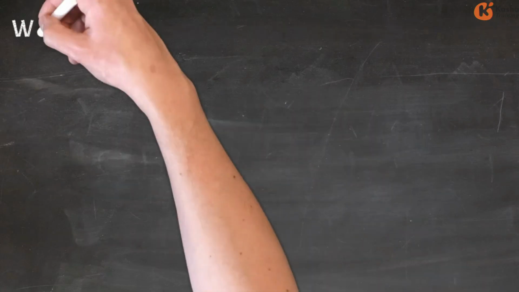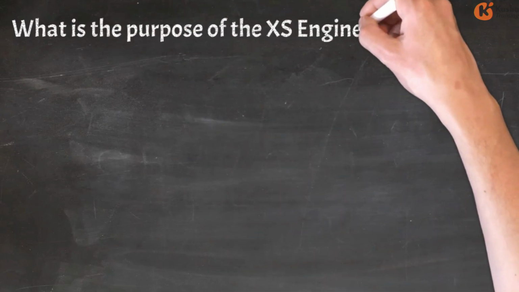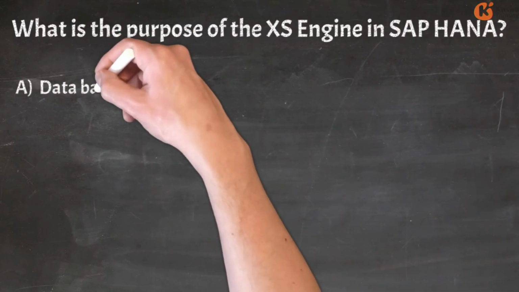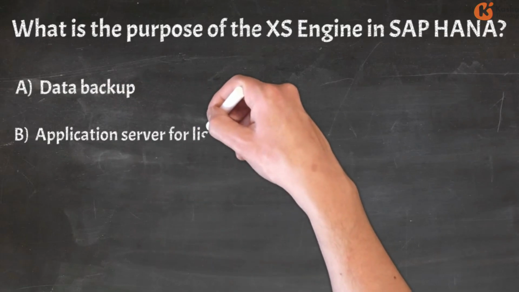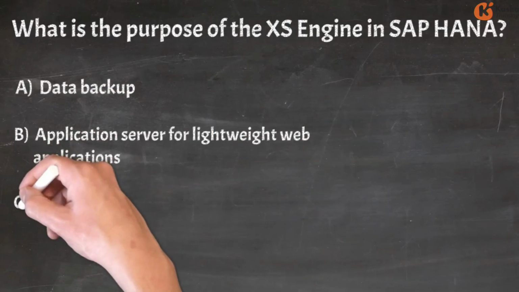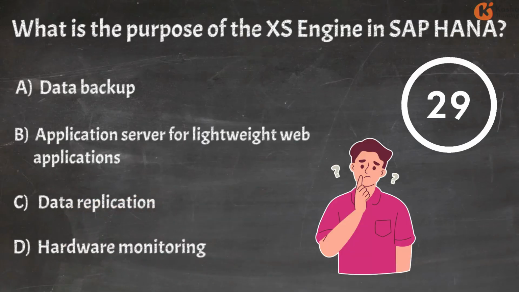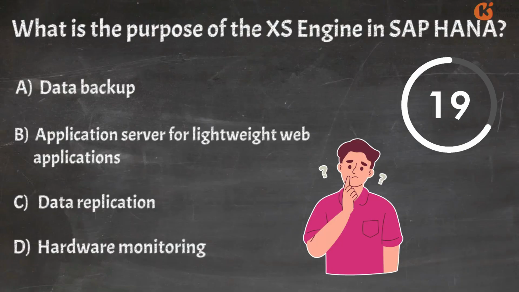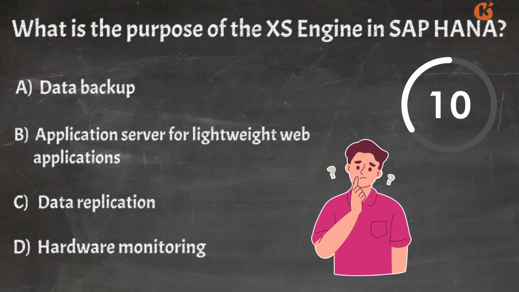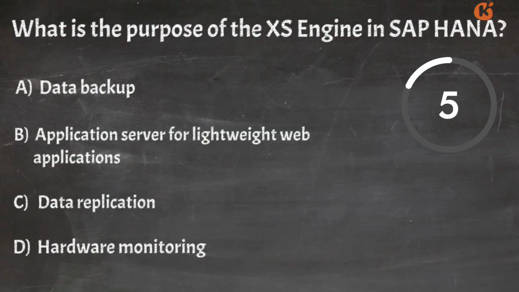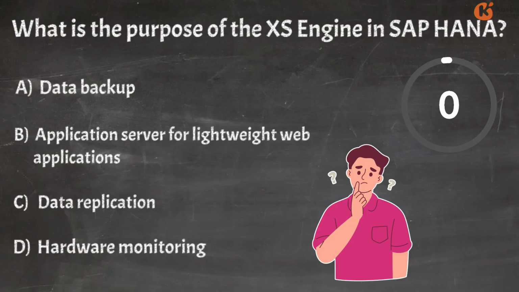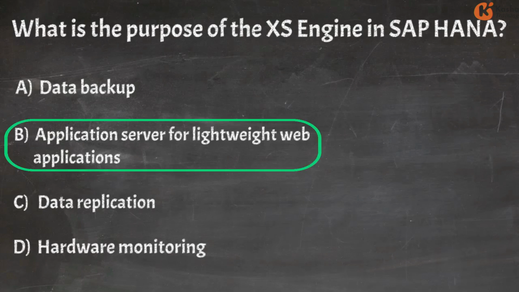Question 7. What is the purpose of the XS engine in SAP HANA? A. Data backup. B. Application server for lightweight web applications. C. Data replication. D. Hardware monitoring. Correct answer B. Application server for lightweight web applications.